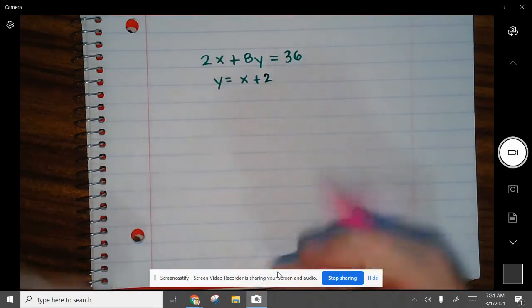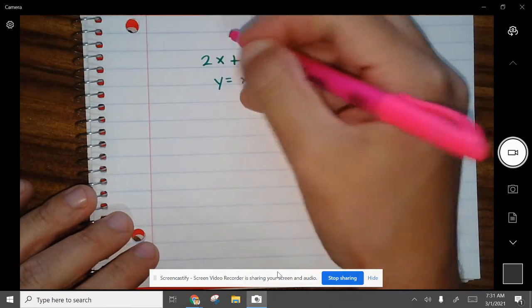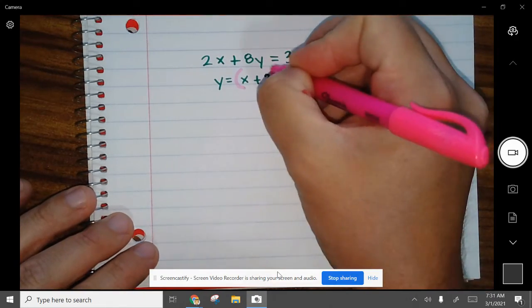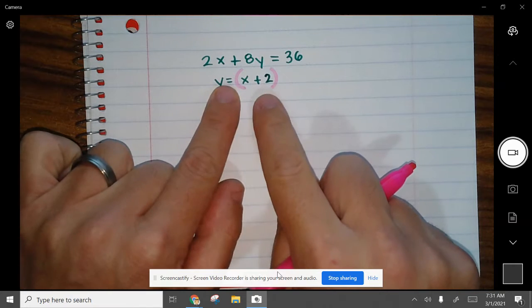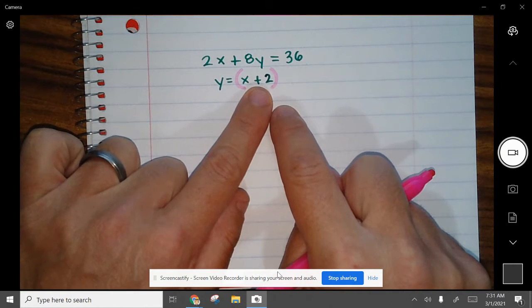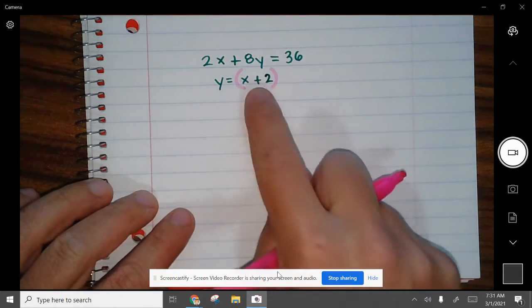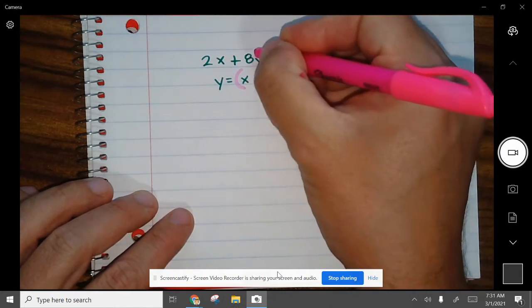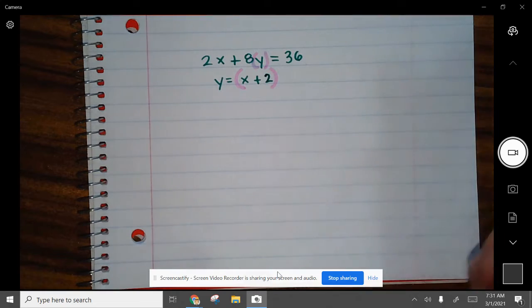When I look at this bottom equation, I can see that all of this in the parentheses equals y. So I can plug in this parentheses wherever y is in the other equation. All of this equals y, so I can plug this all in right where I see y. All right, and that's what I'm going to do.